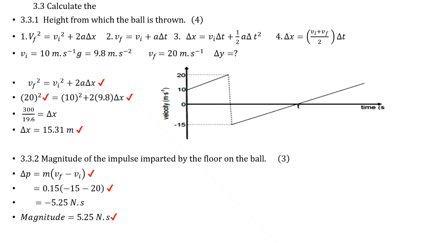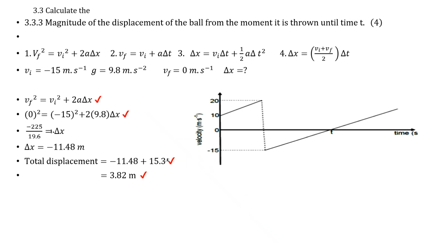Next question. Calculate the magnitude of the displacement of the ball from the moment it's thrown until time t. So we want to know how far it moved to get to t. Again, we have initial velocity when it leaves, negative 15 meters per second. At t you can see the velocity is 0, the final velocity. We know gravity is what slowed it down, so it's 9.8 meters per second squared. How far did it travel?